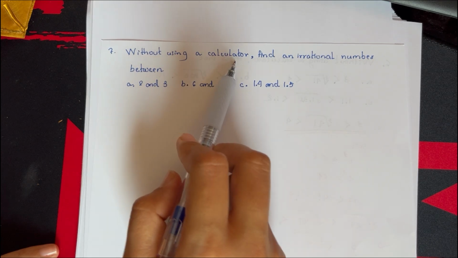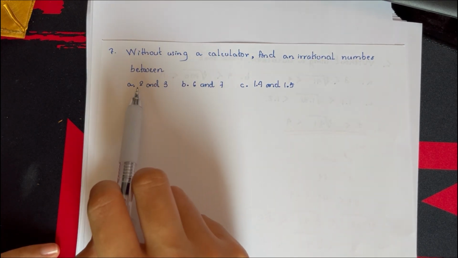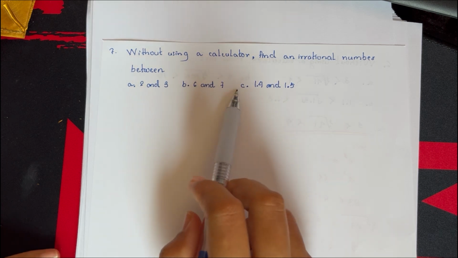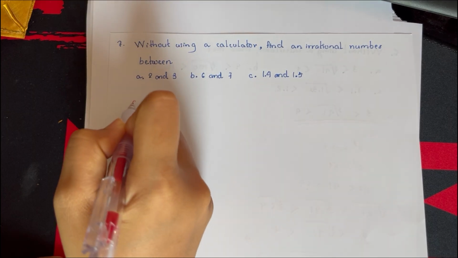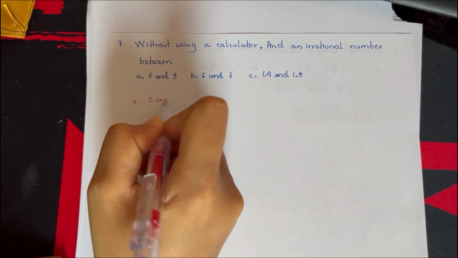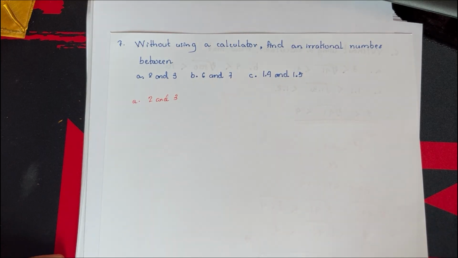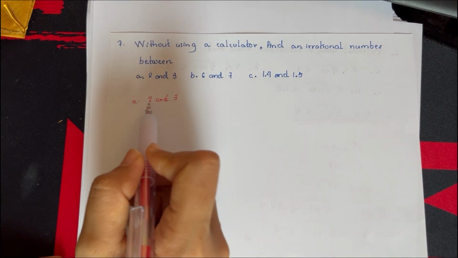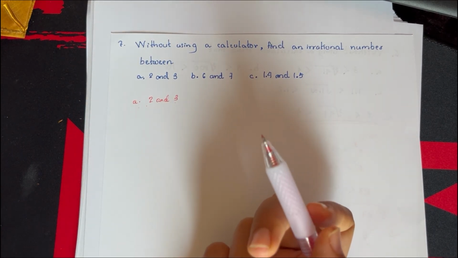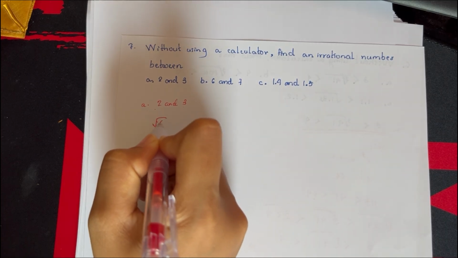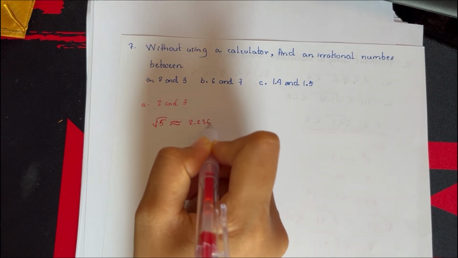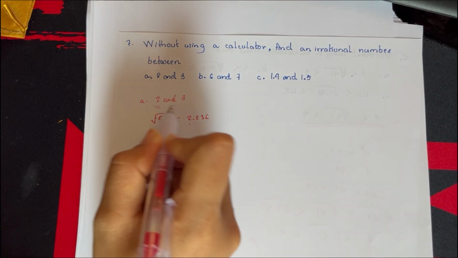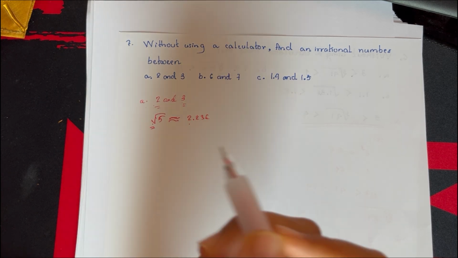Question 7. Without using a calculator, find an irrational number between A, 2 and 3, B, 6 and 7, C, 1.4 and 1.5. So let's find out. A, between 2 and 3. We can choose an irrational number whose value lies between 2 and 3, for example, root 5. Root 5 is nearly 2.236. So the value is between 2 and 3. So the answer is root 5.